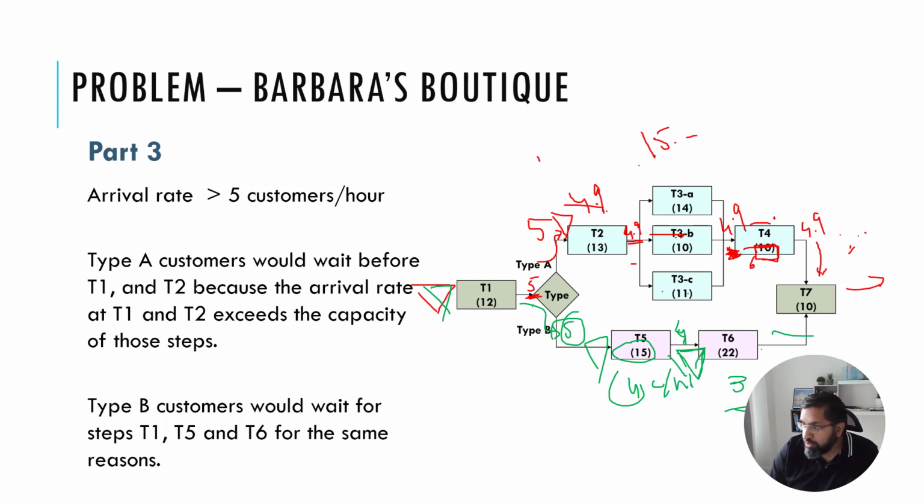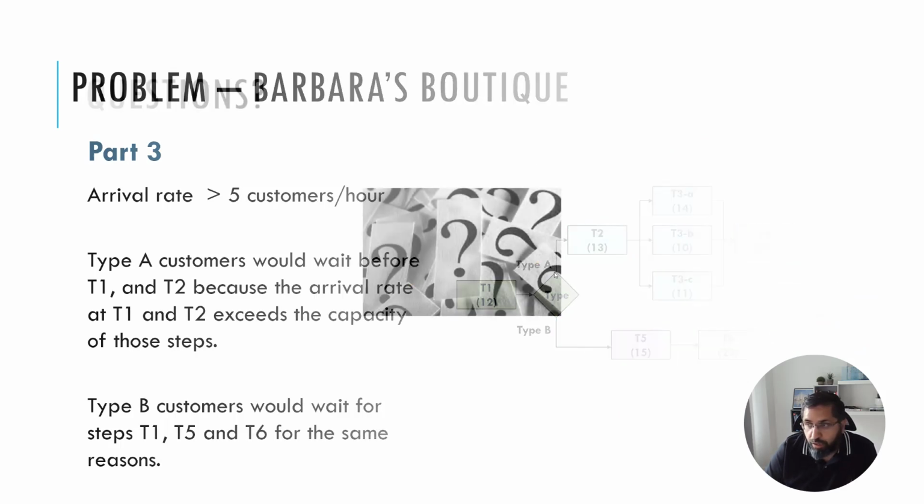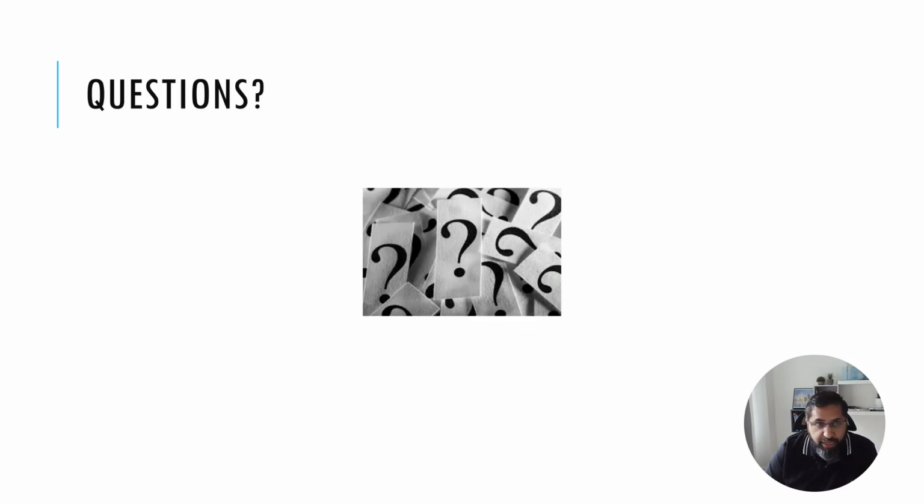Then T6 would spit out 3 point something customers per hour. T7 can handle up to 6, so this step is fine. The load is less than the capacity for T7. So for type B customers, queues will form before steps T1, T5, and T6. We just compare the load on that process step with the capacity. Okay, so that is it.